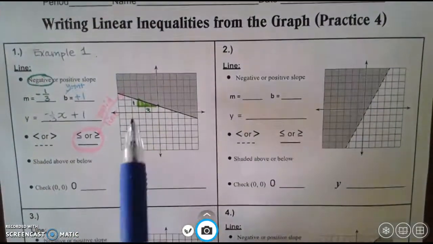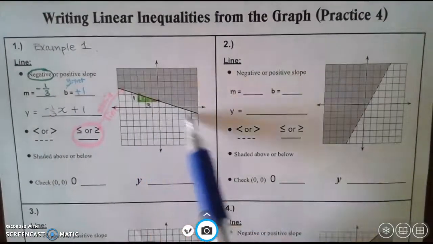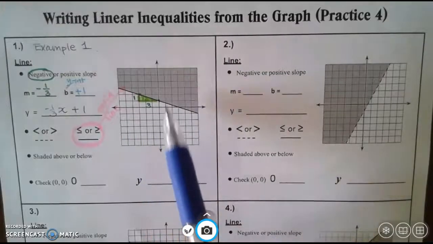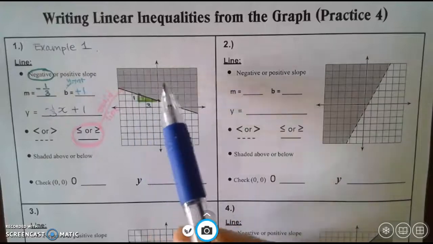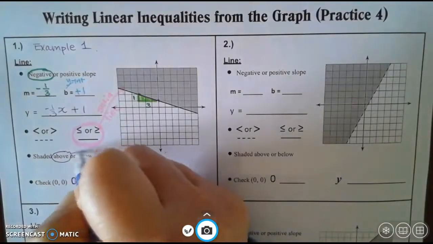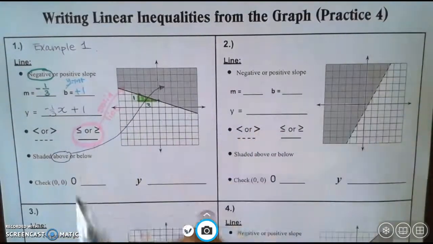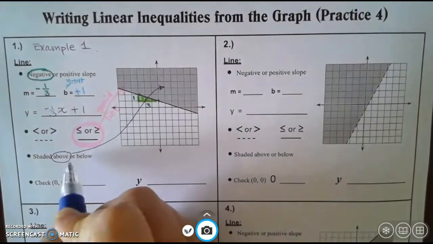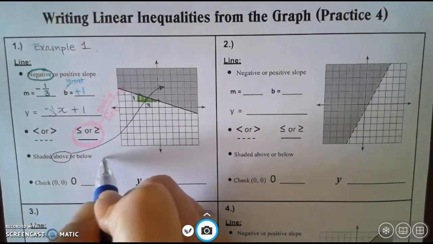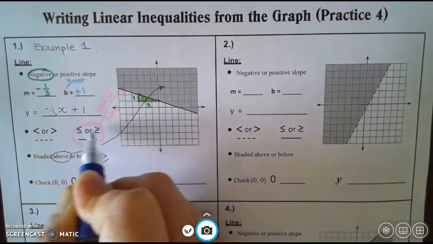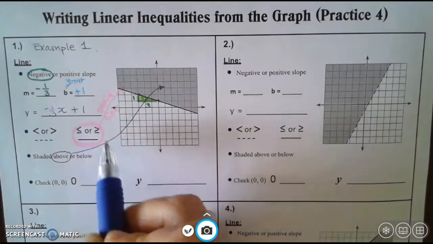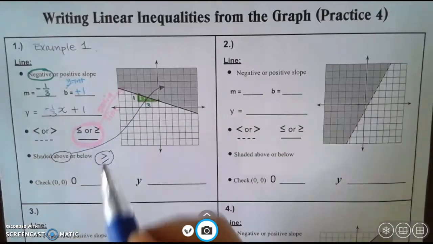Now we have to think about, is the shaded part above this line or below this line? And it is obviously above. So that means if it's above, then y is greater than or equal to. Remember, we only have these 2 choices. Less than or equal to means below. Greater than or equal to means above. So this is going to be my inequality.